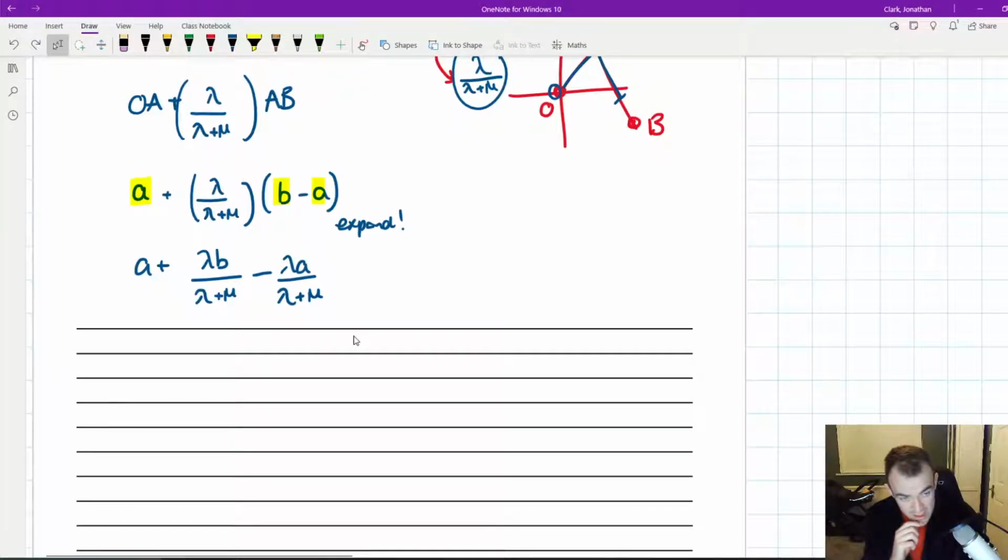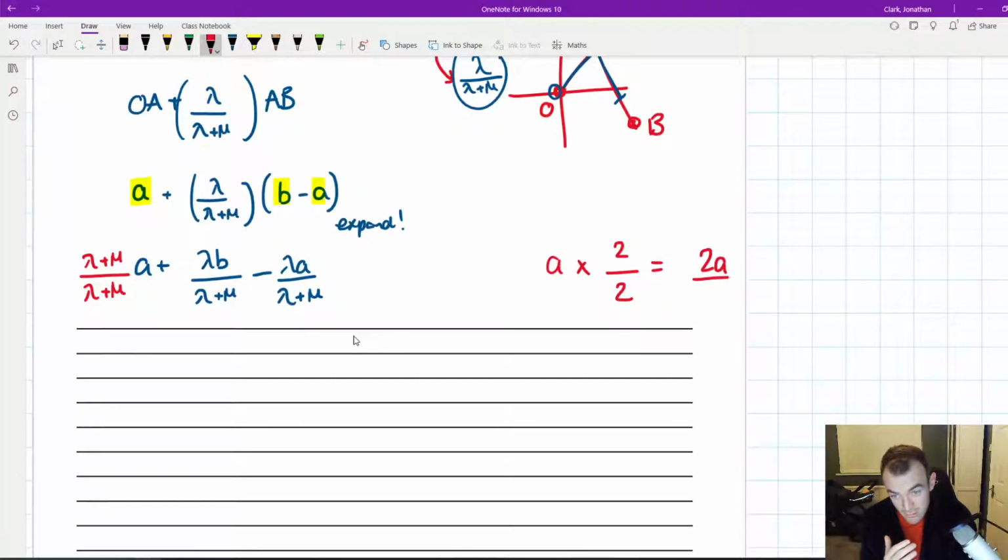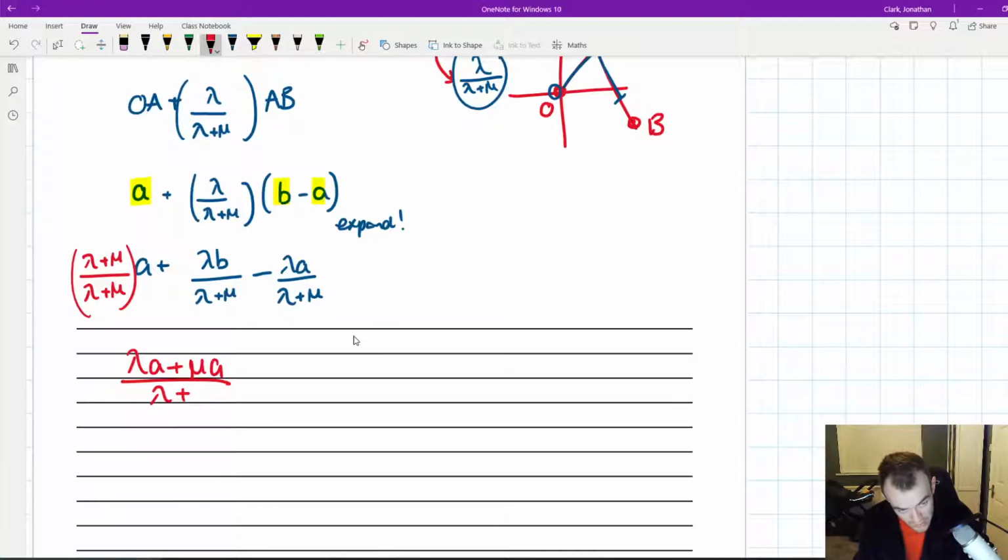So I'm going to multiply this single A by lambda plus mu on the top, lambda plus mu on the bottom. Of course, if you times the top and bottom by the same thing, you're not actually doing anything, you're just finding a way to rewrite it. This is kind of what we've done over here. We've just found a way to rewrite this expression so that all of the fractions have the same thing on the bottom and we can combine it all together. Okay, so we can now write it as a single fraction. We'll times at the top. So we've got lambda A plus mu A over lambda plus mu.